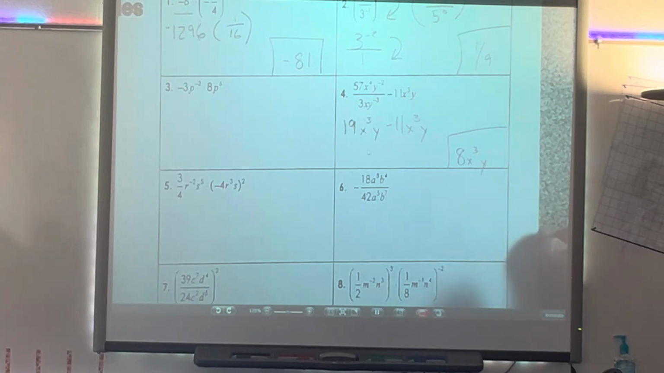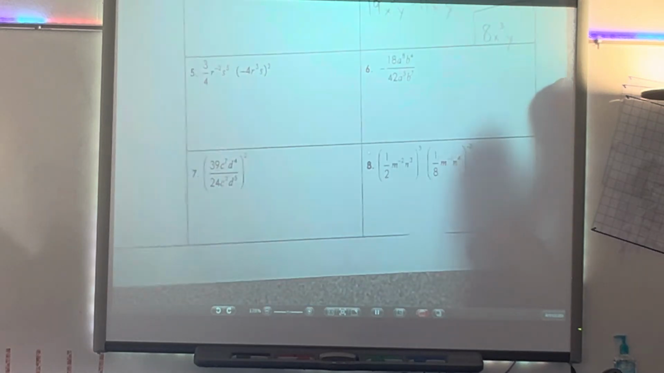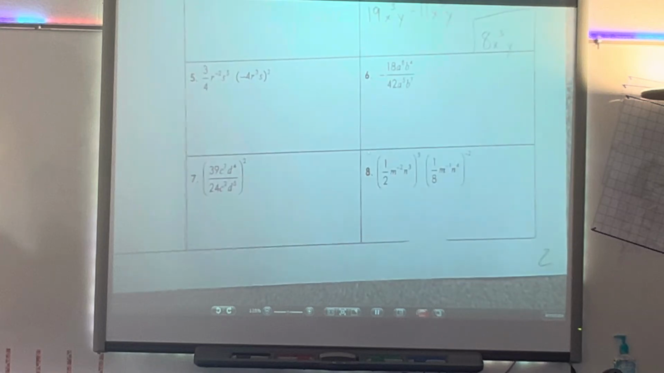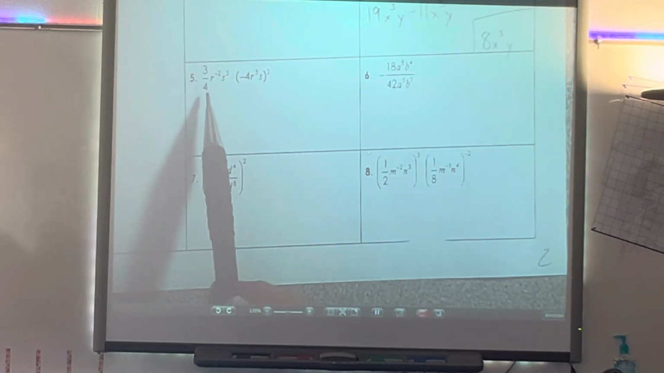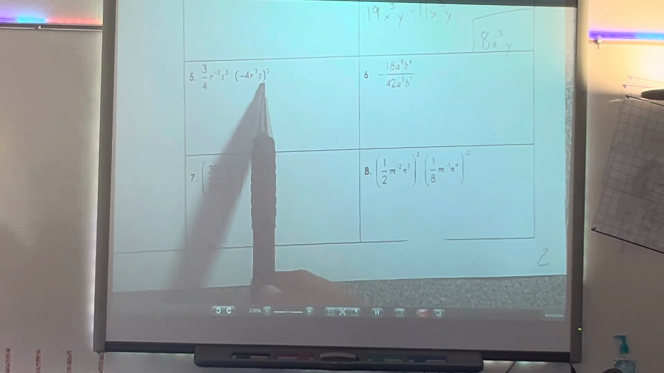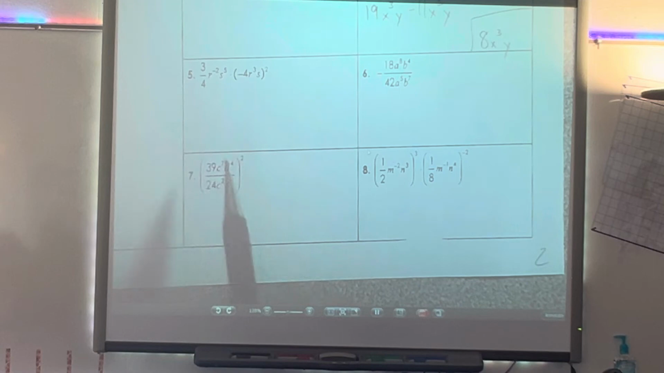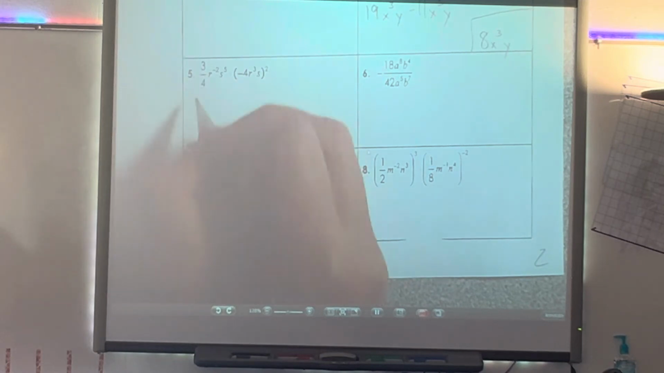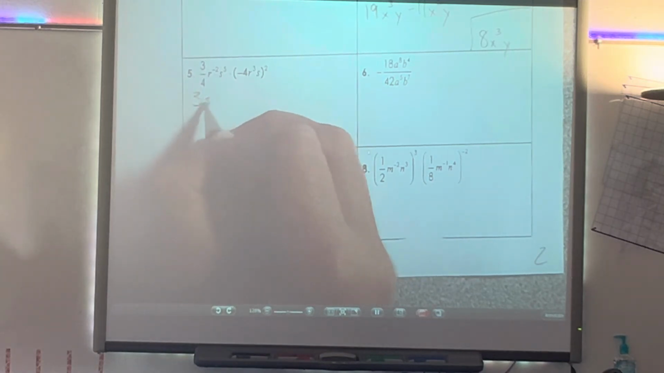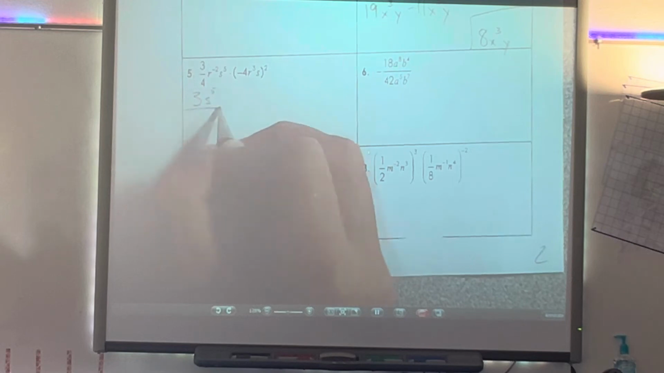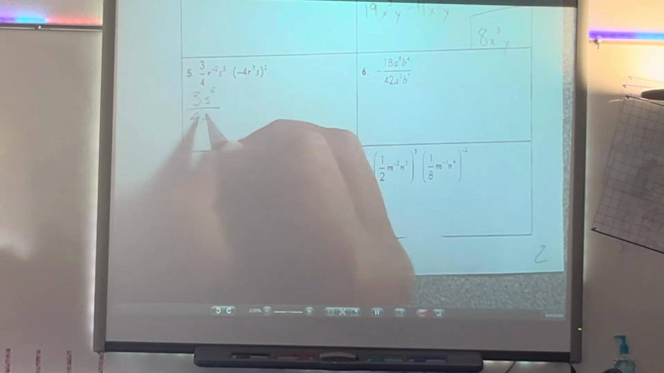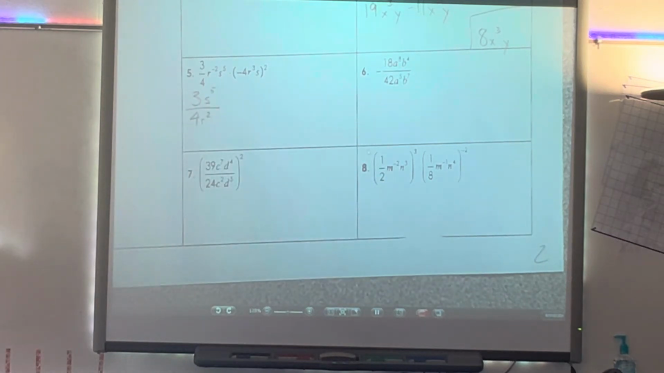Let's look at 5. So I would probably, if it was me, go ahead and move this r to the bottom because I know I'm going to have to work this out over here. So if it was me, I would probably rewrite this as 3s to the 5th over 4, and then r squared on the bottom is positive. So I get rid of the negative. Does that make sense to y'all?